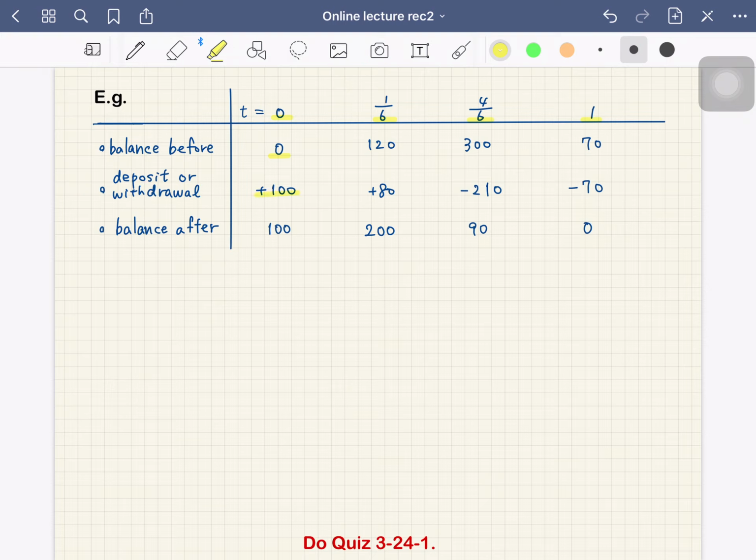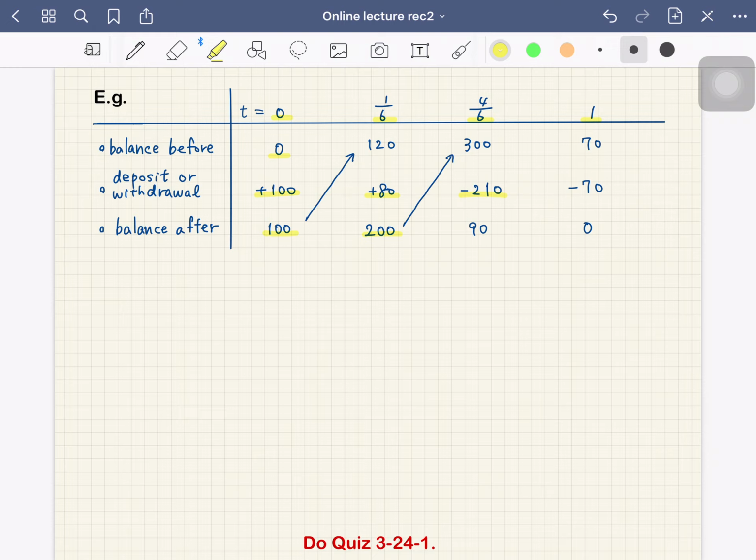Okay, this is one example. Suppose we have 4 time points: t equals 0, 1/6, 4/6, and 1. And suppose that the balance is 0 at the beginning, and we deposit $100 at time 0, so the balance after the deposit is $100. Suppose that this $100 becomes 120 after 1/6 year. Then we again deposit $80 this time, so the balance is 200 at time 1/6 after the deposit.